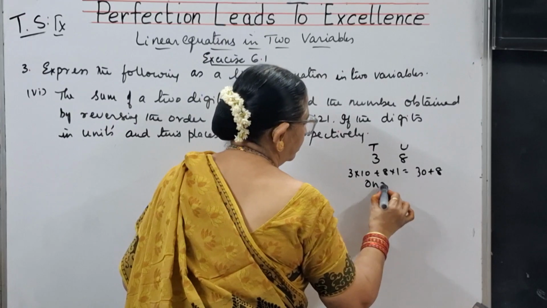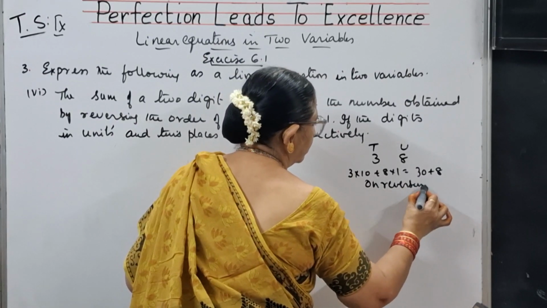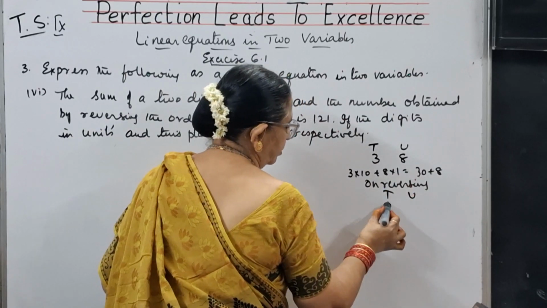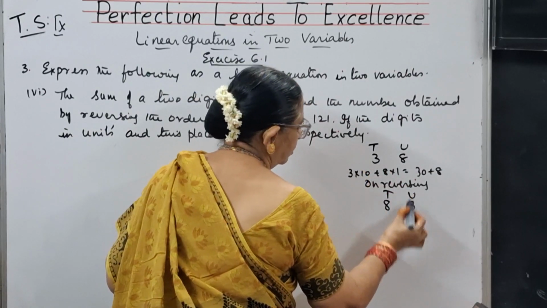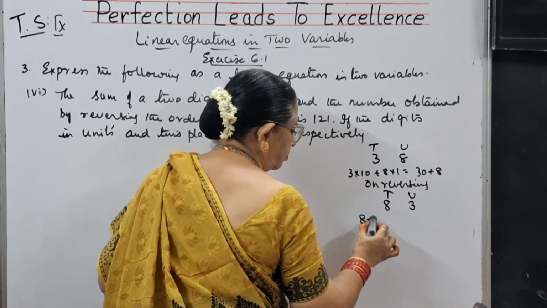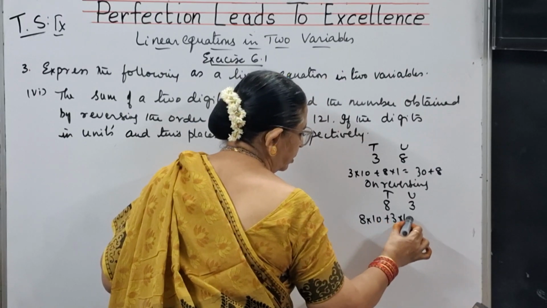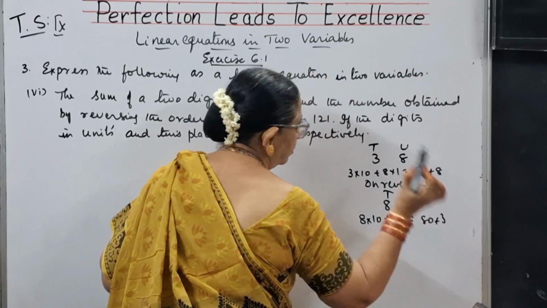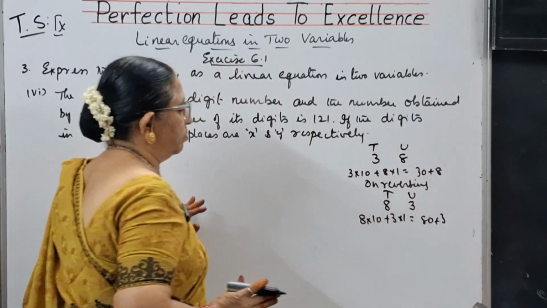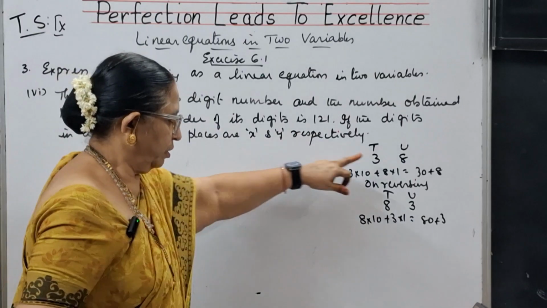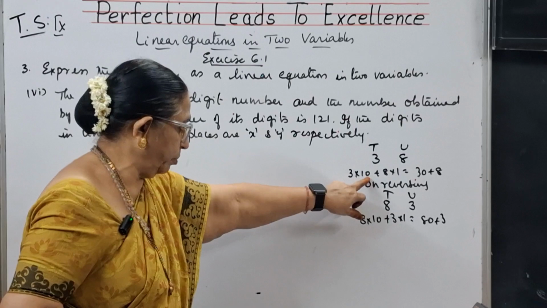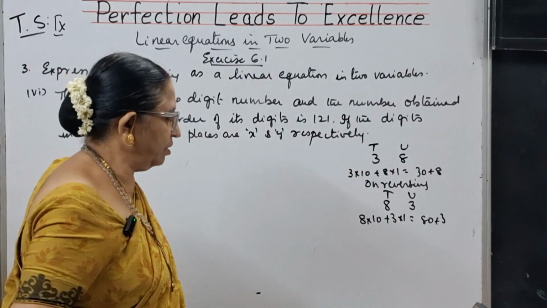Now when you reverse it, what will you be getting? Units digit becomes tens digit. Tens digit becomes units digit. That means now 8 should be multiplied by 10 plus 3 should be multiplied by 1. It is 80 plus 3. So this concept you should keep in mind to do this sum, children. Whatever is the tens digit should be multiplied by 10 to get the value, and the units digit you will take as it is.